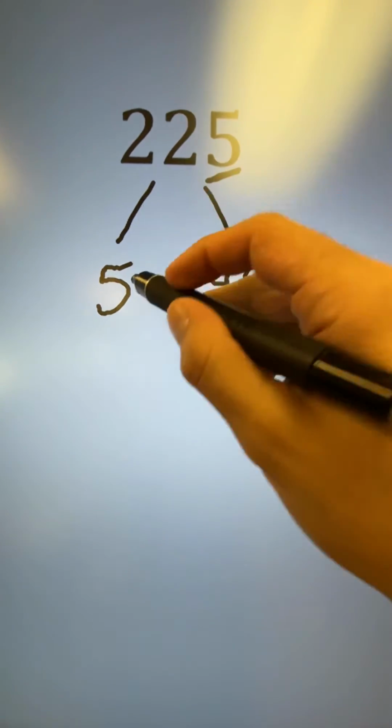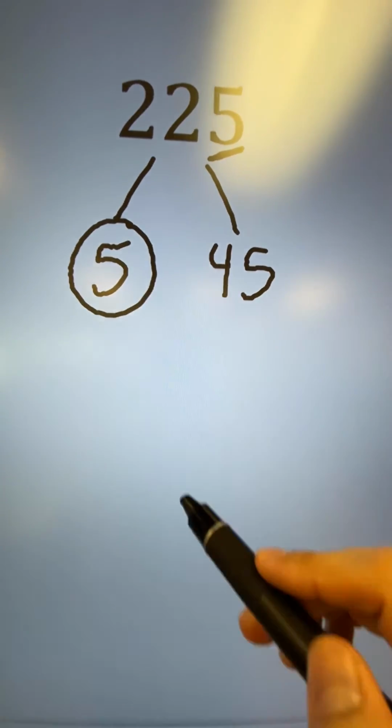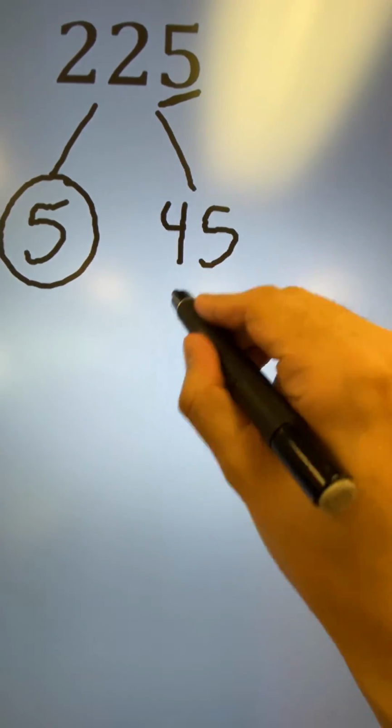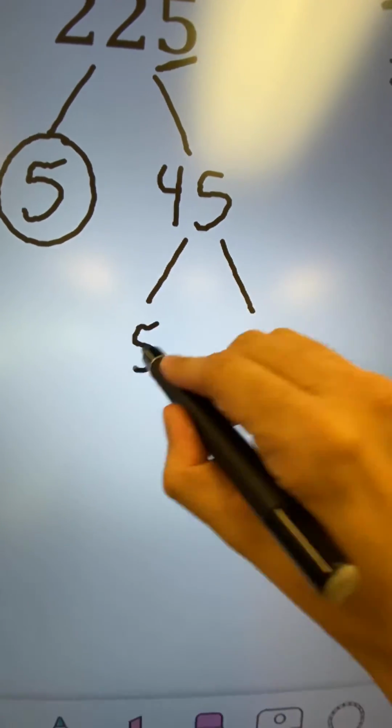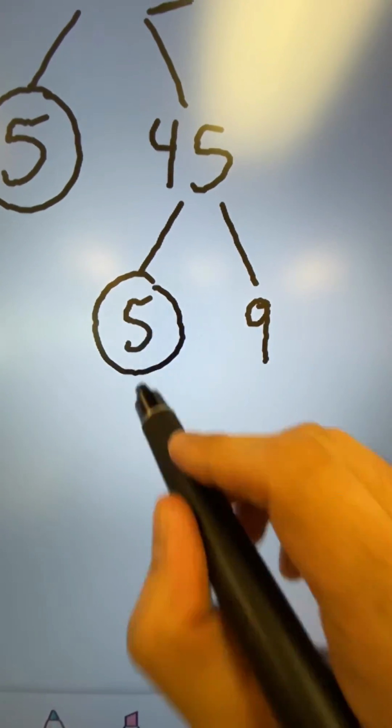And now looking at the 5, it is a prime number because the only factors are 1 and 5. So I can circle that one. 45 ends in a 5, so I could divide that by 5 as well. So the factors are 5 times 9. 5 is prime because the only factors are 1 and 5 for that one.